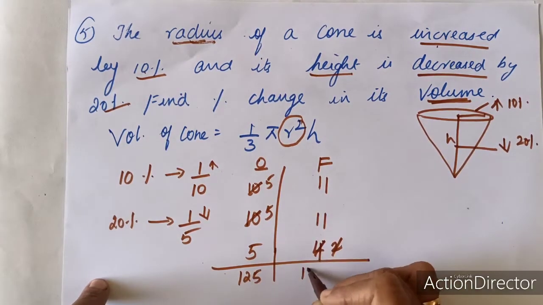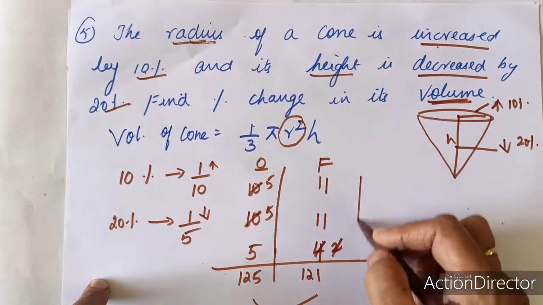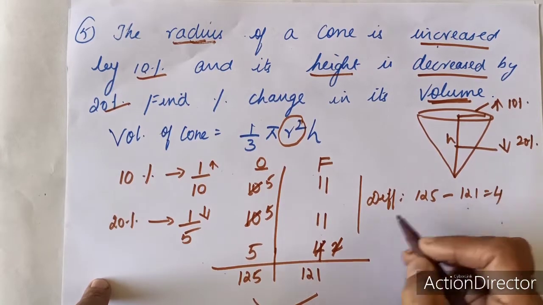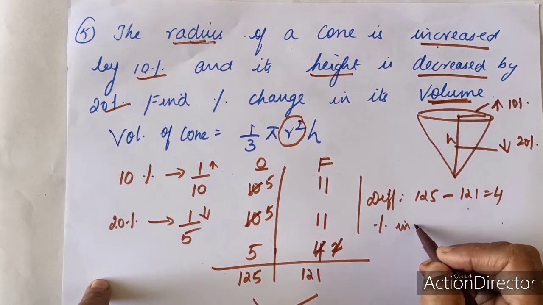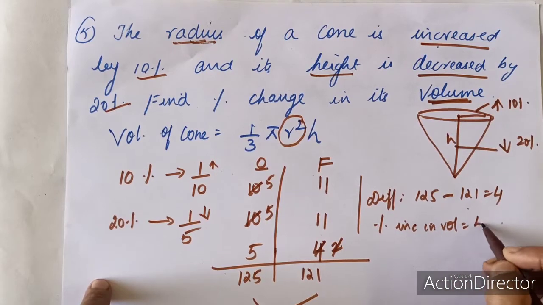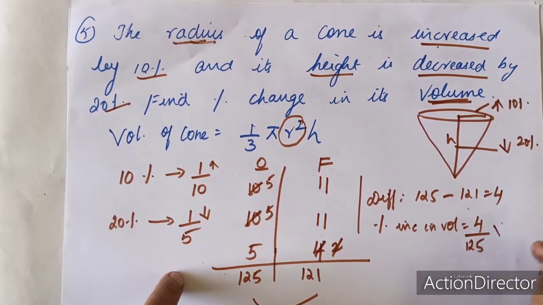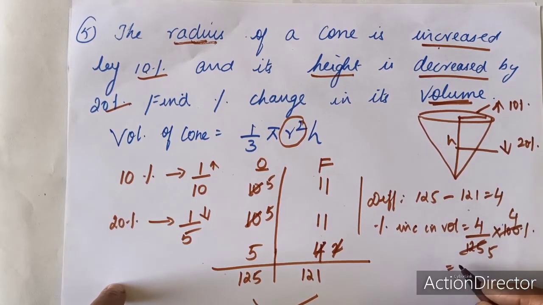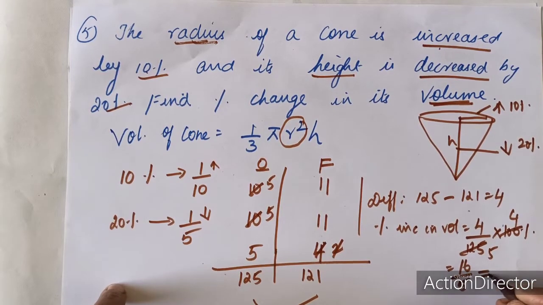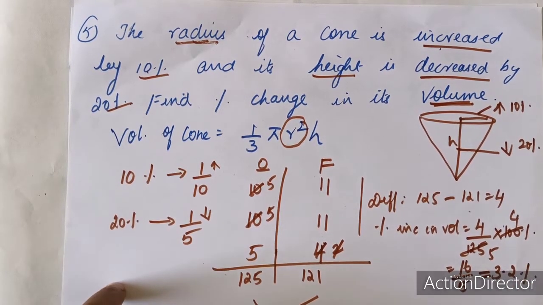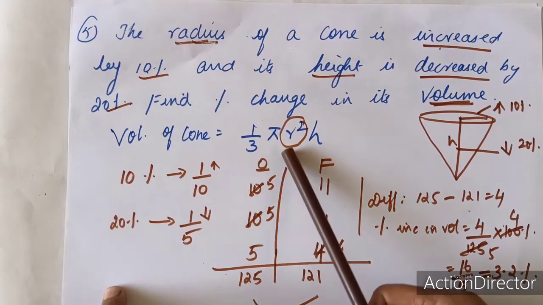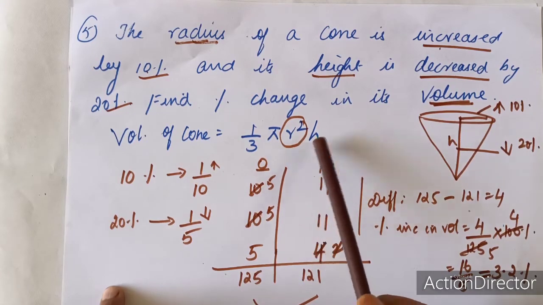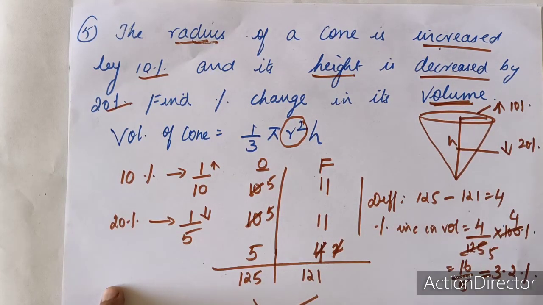And here 11 into 11 is 121. Now you find the difference. So difference is equal to 125 minus 121 is equal to 4. So percentage increase in volume is 4 upon original, which is 125, multiplied by 100%. This is 5 times, this is 4 times, which is equal to 16 upon 5, that is equal to 3.2 percent. So again you can observe how we are able to find the percentage change in the volume, though the formula is 1 by 3 pi r square h, within few seconds.